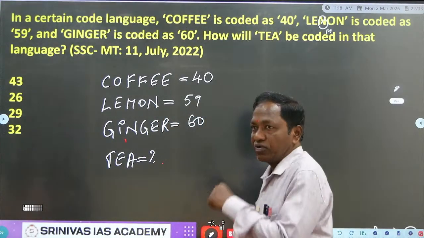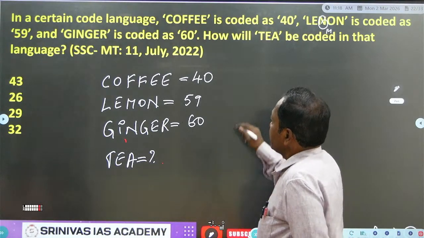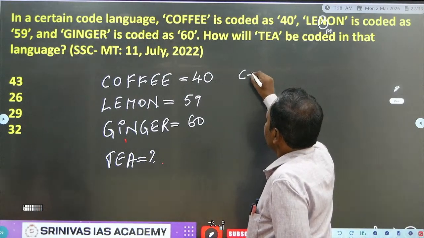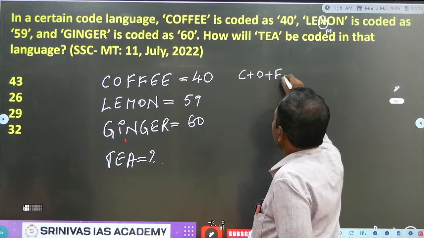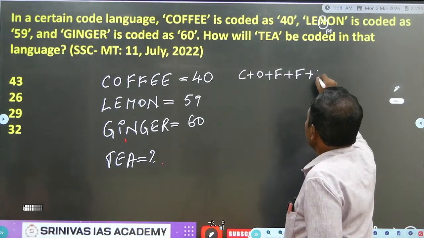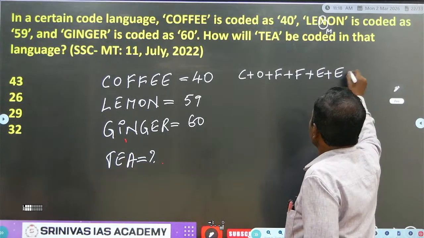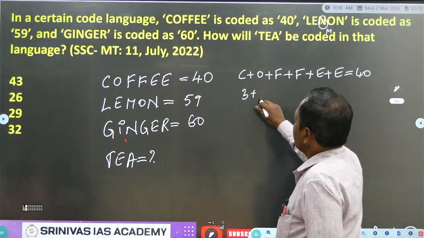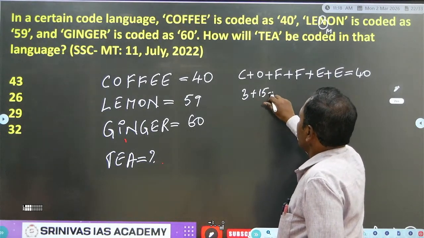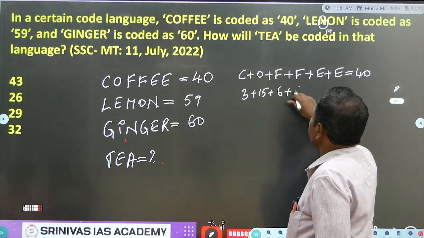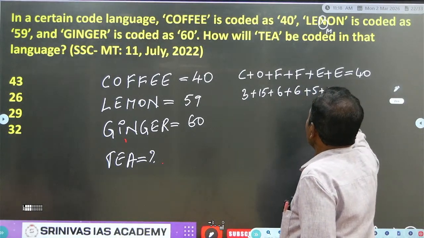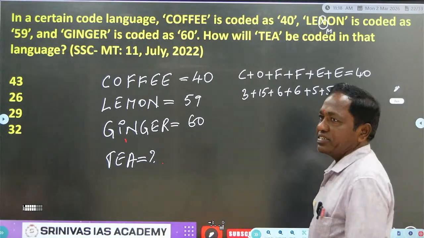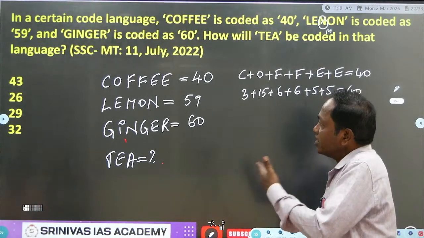Right. Let us check for first coffee. Coffee is what? C plus O plus F plus F plus E plus E. Right, 40. This is 3 plus 15, F is the sixth letter, again F is sixth letter, E is the fifth letter, E is the fifth letter. 18, 24, 30 plus 40. Only the position of the letters is added.